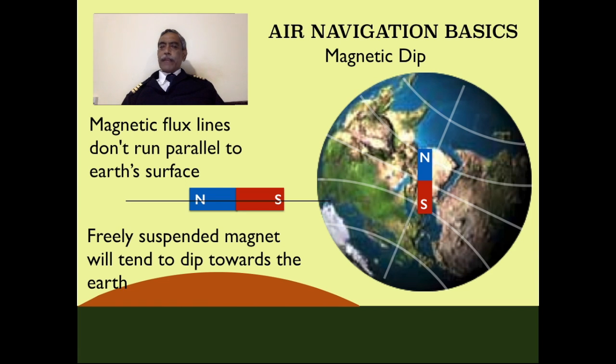And if you were to suspend it, it is not going to remain absolutely parallel to the Earth's surface. It is going to have a dip, depending, of course, on the position of the magnet itself. It is going to dip and just point towards the Earth's magnetic north position. So this angular difference between the absolute horizontal and the plane in which the magnet aligns itself to point to magnetic north is called the magnetic dip.